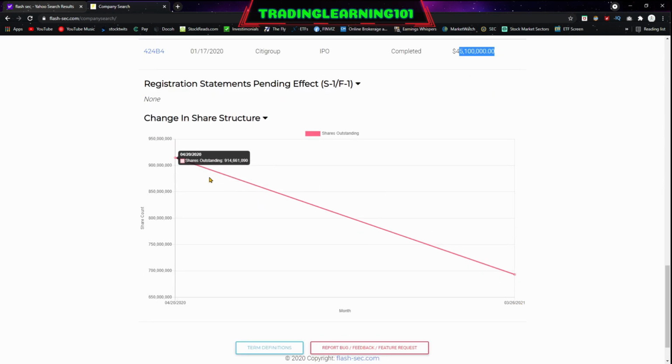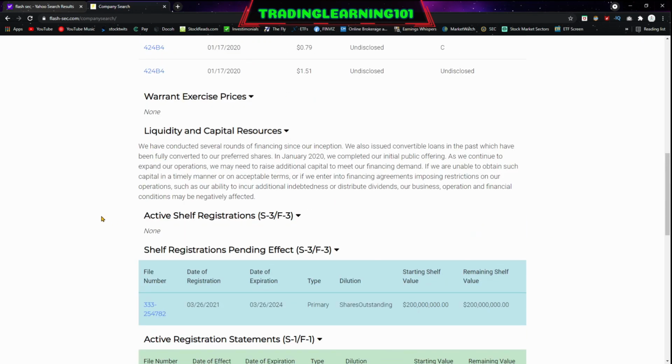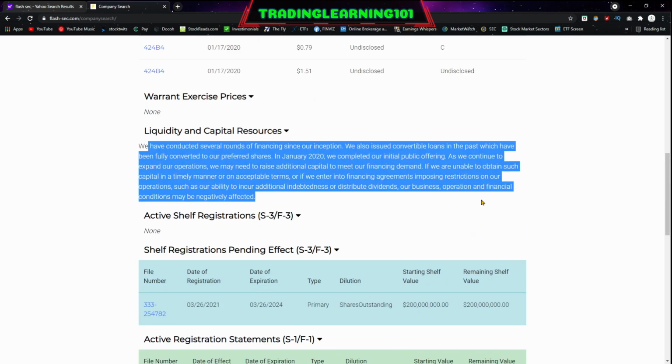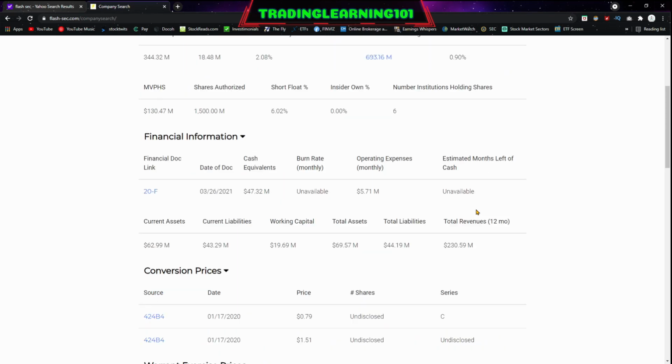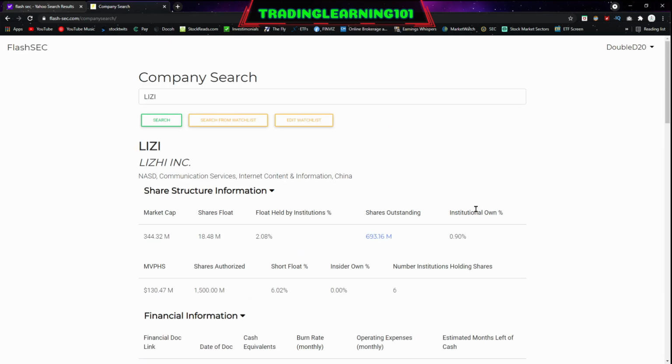You can see over the course of April 20th, 2020 to 03/26/2021, their change in share structure has been on a decline. They haven't done anything major since their IPO. But you have this press here they're looking to in the future. So you see the power of Flash SEC and how it can paint a picture for you on the inside.